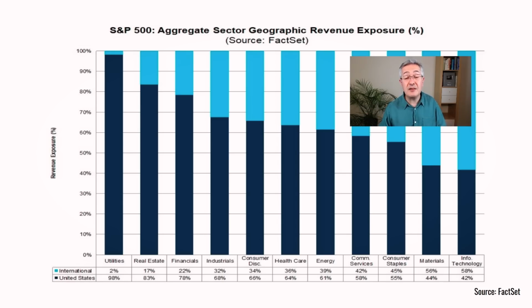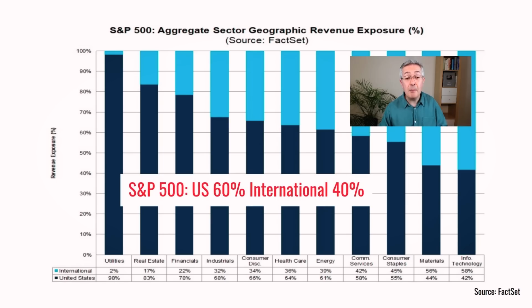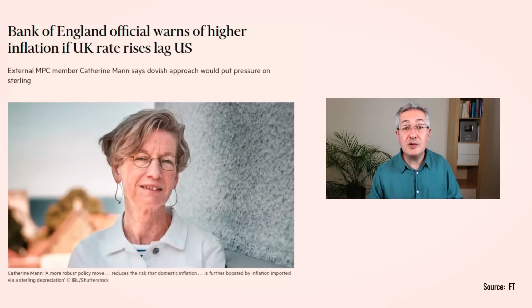But if we look at the S&P 500 as a whole, most of its revenue is generated within the United States, 60% of it in fact. A strong dollar can also cause problems outside the United States. It often triggers emerging market crises as emerging market currencies devalue and also their debt servicing costs in dollars become more expensive. And another problem is called pass-through inflation.